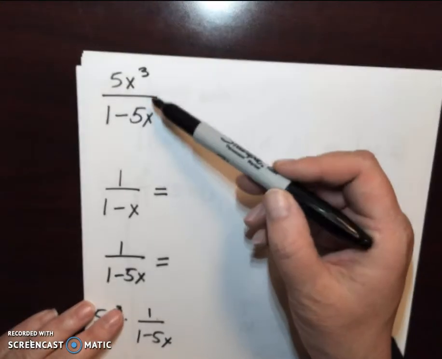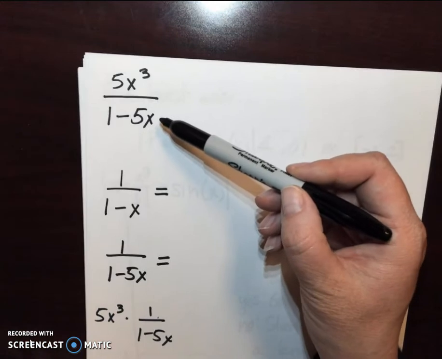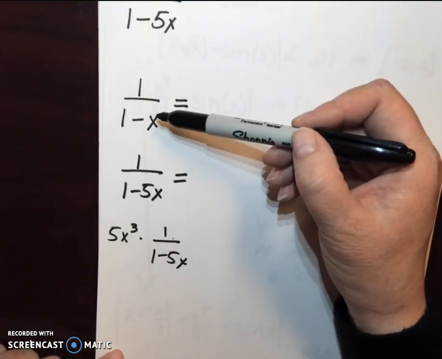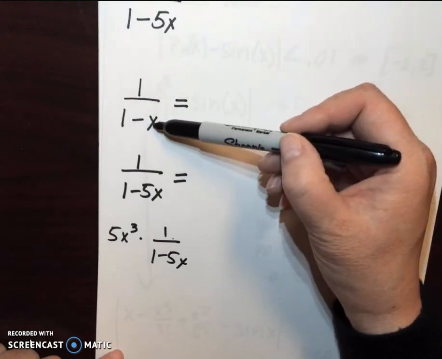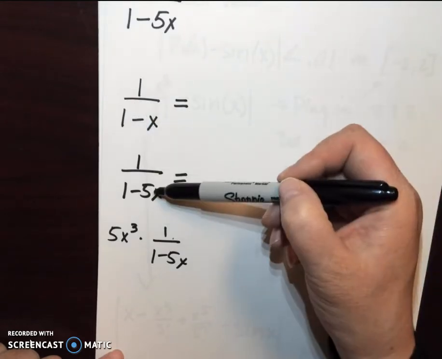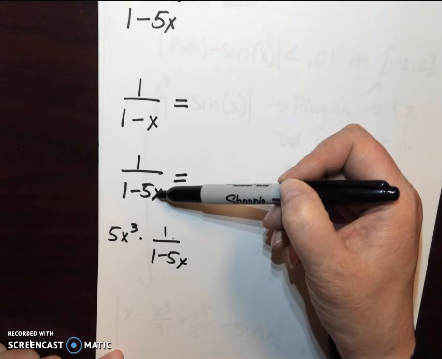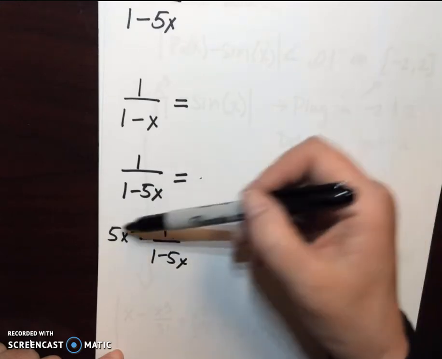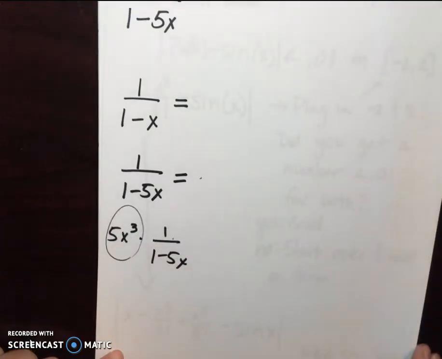For this one, 5x cubed over 1 minus 5x, there's one very similar in the homework. You're going to write out the series that's on page 491 for 1 over 1 minus x. Then wherever you see x, you're going to put in 5x. And then you are going to multiply this series, every term, by 5x cubed.